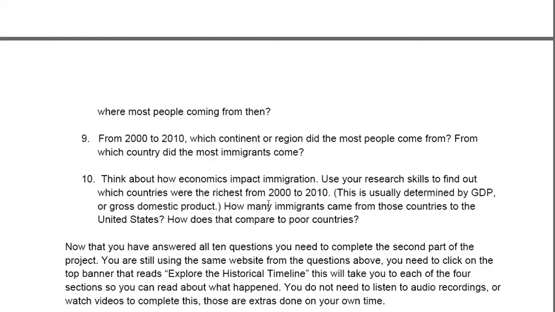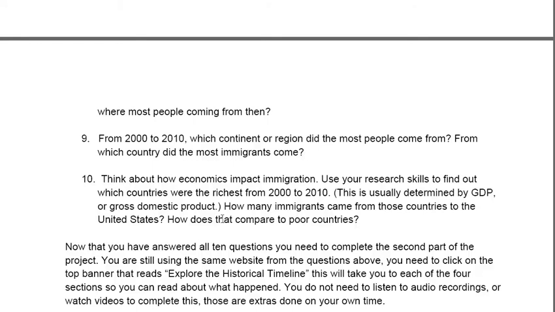Okay, and then I want to know from these top 5 countries who are the richest, how many immigrants came from those countries. So if the top 5 are like China, Japan, Australia, England and Ireland, if those are the 5 countries, then I want to know, out of those 5, what were their numbers? How many immigrated from England and Ireland and China and Australia and so on?